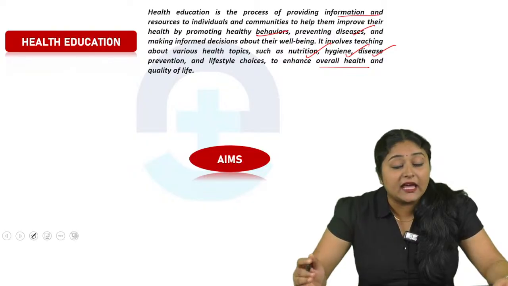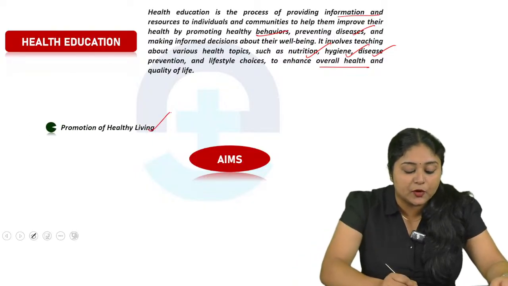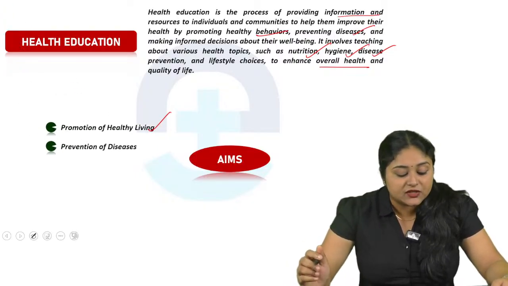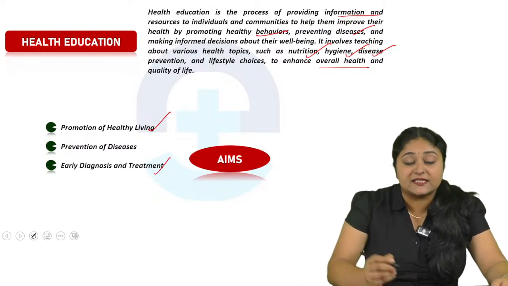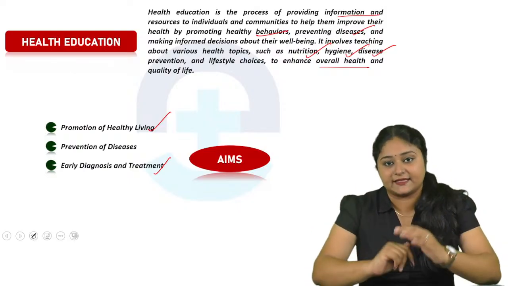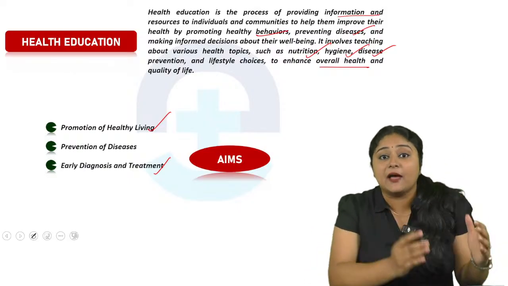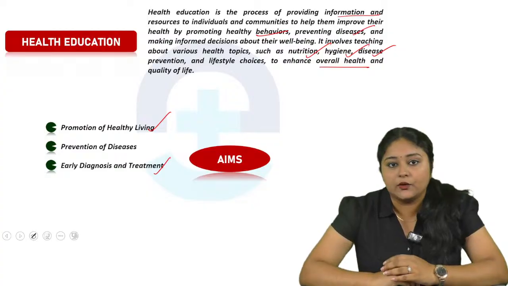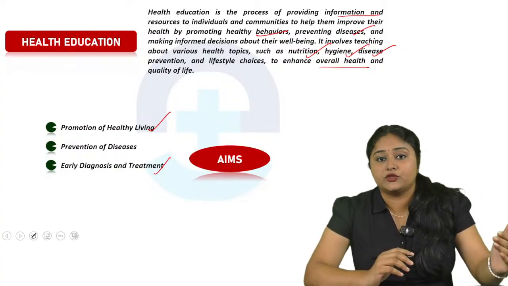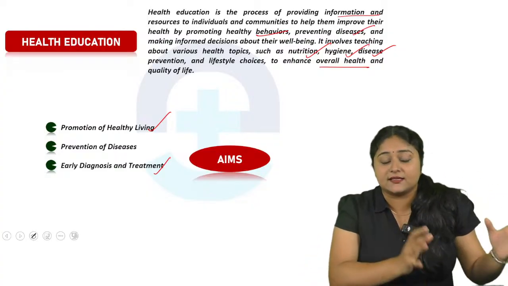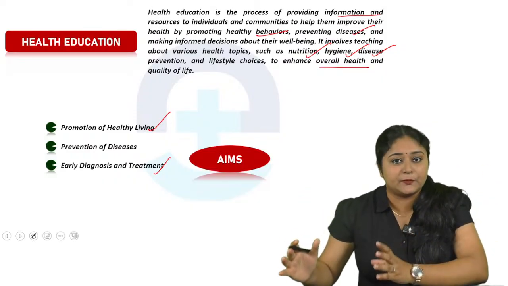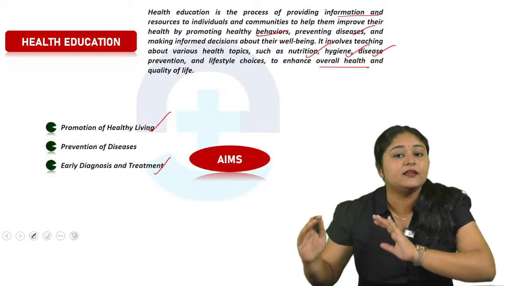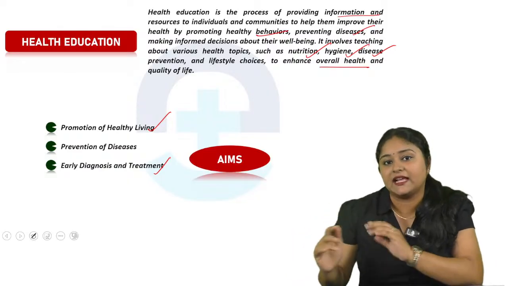So what are the aims of health education? First is promotion of healthy living. Next one is prevention of diseases. Next is early diagnosis and treatment. For example, the patient is prone to cancer. If we diagnose this cancer in an early stage, the cancer should be treatable for that person, and the person can lead a healthy lifestyle.